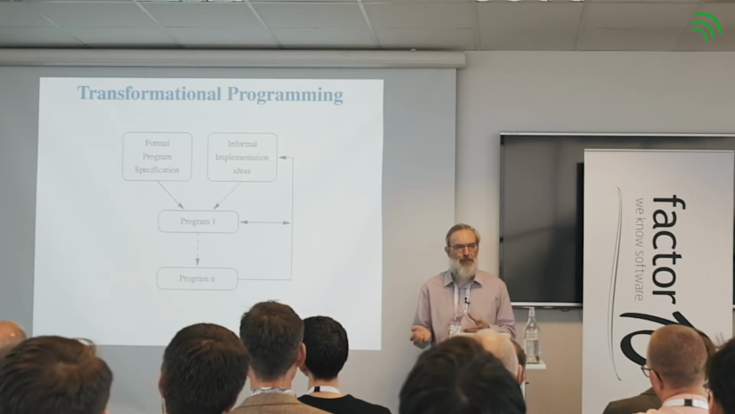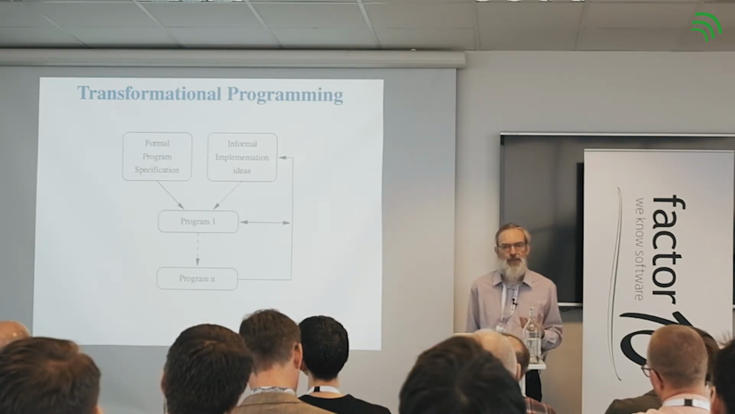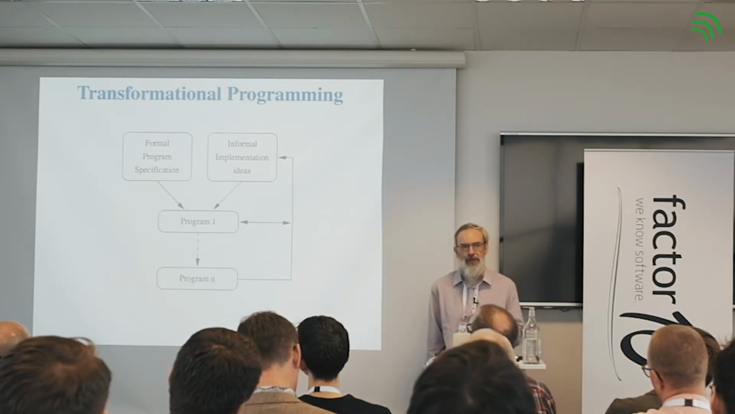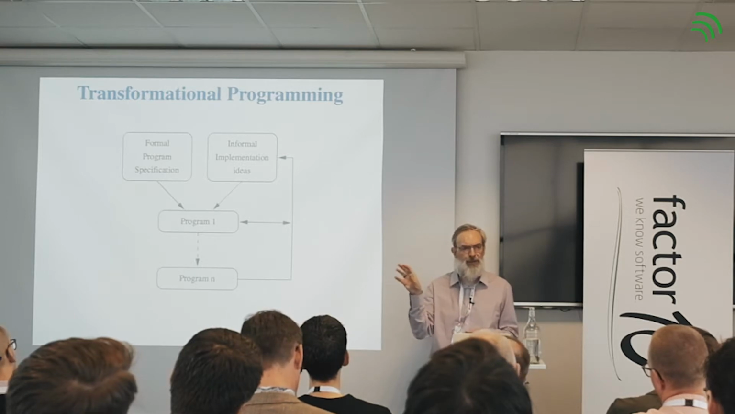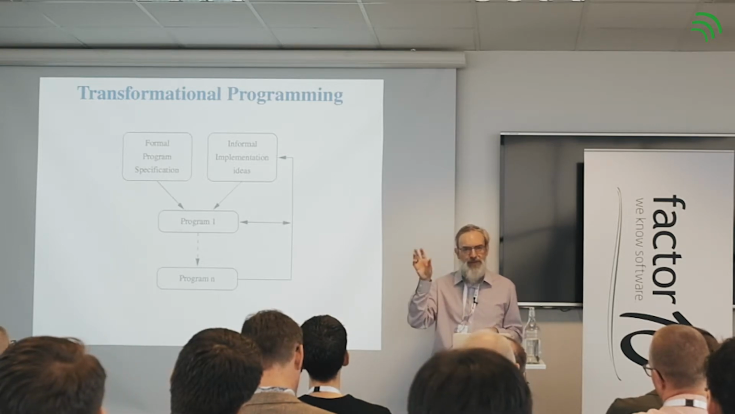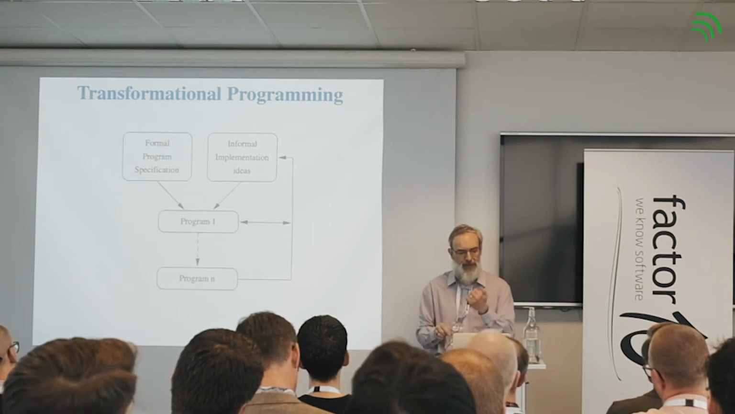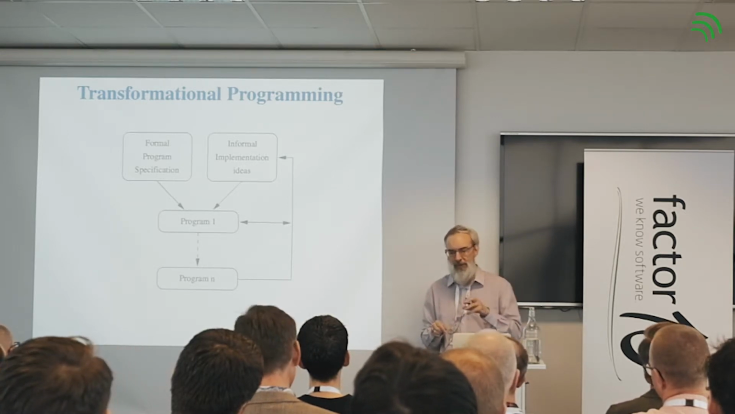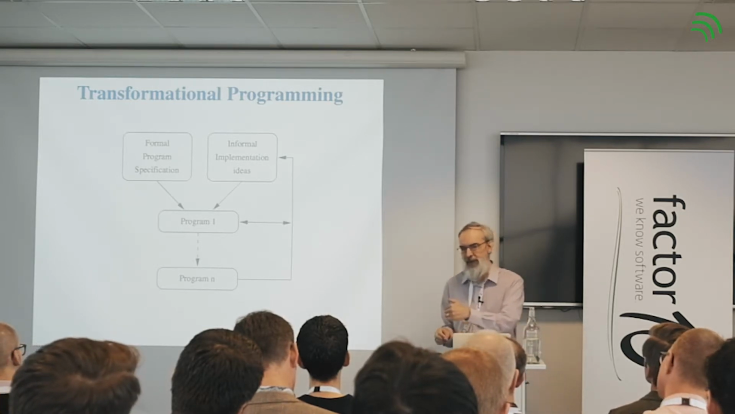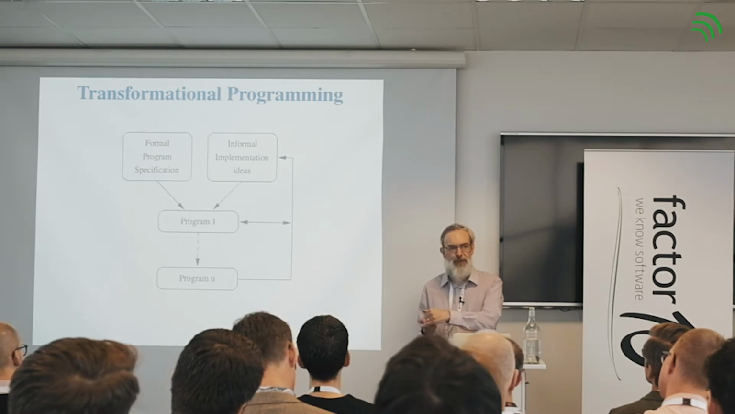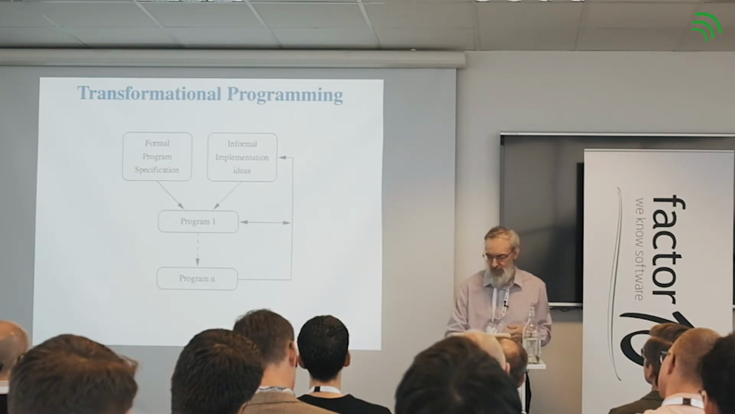So here's how it works in practice: you start with a formal program specification which doesn't say anything about how you're going to implement it, but you have some vague informal ideas about how you're going to implement it. The ideas that you have guide the transformation process, and so they guide the way you select transformations. And you transform the program until eventually you get to something which can be implemented directly in code, and then there's your program.